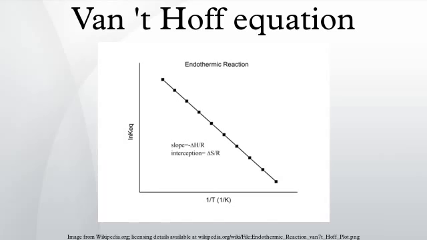The slope of the line may be multiplied by the gas constant to obtain the standard enthalpy change of the reaction, and the intercept may be multiplied by R to obtain the standard entropy change.